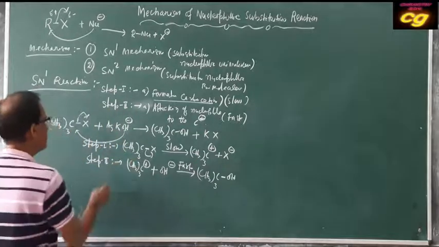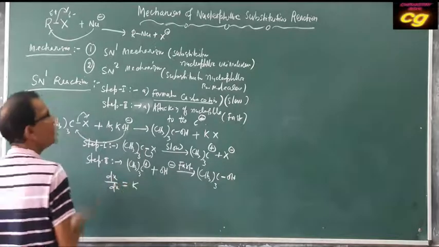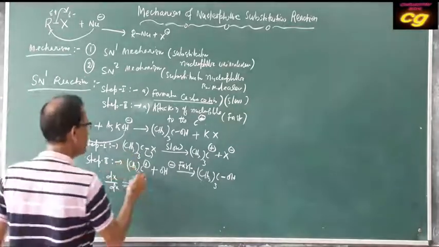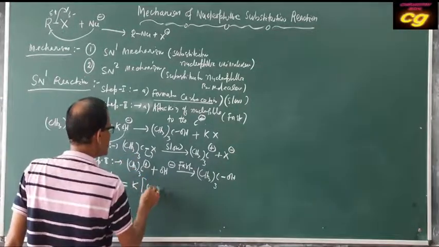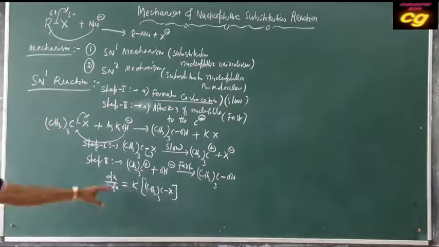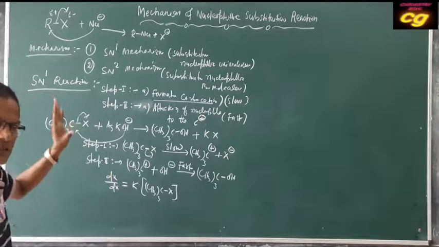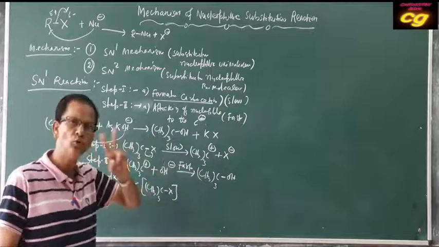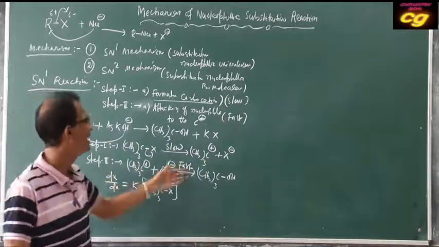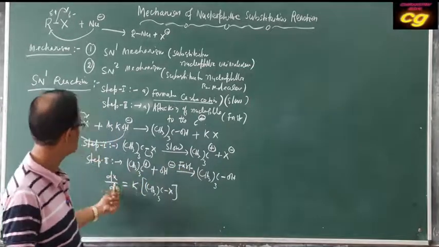So the rate of reaction is equal to K times the concentration of substrate. In the slowest step, only one molecule of substrate is involved, so only the concentration of substrate is involved. This is the kinetics expression of the SN1 reaction. All SN1 reactions have two steps. The first step is the formation of carbocation, the second step is the attack of the nucleophile on the carbocation.